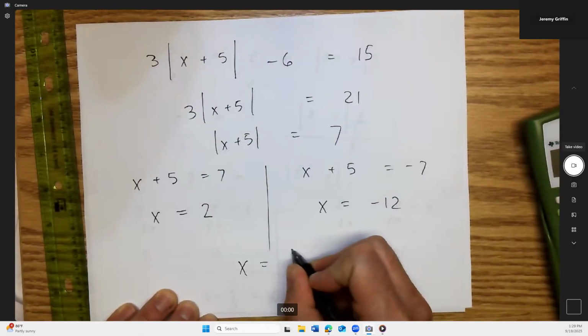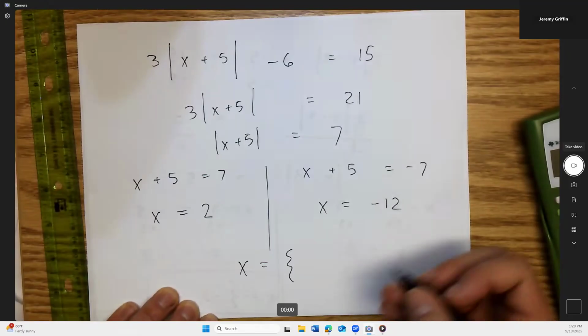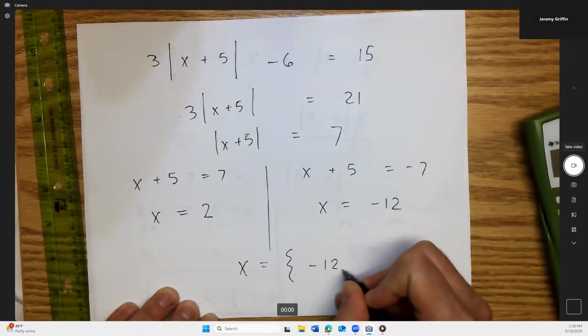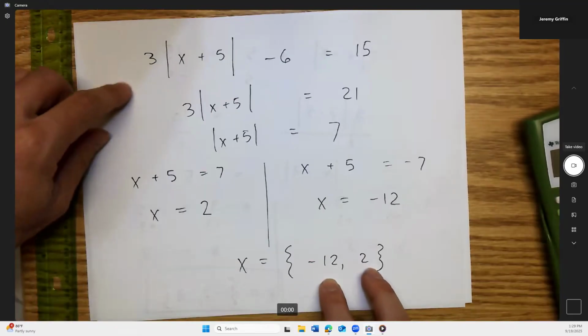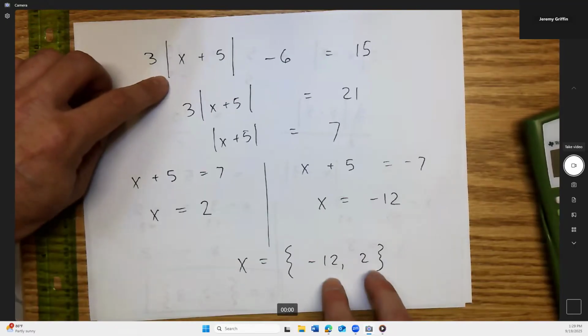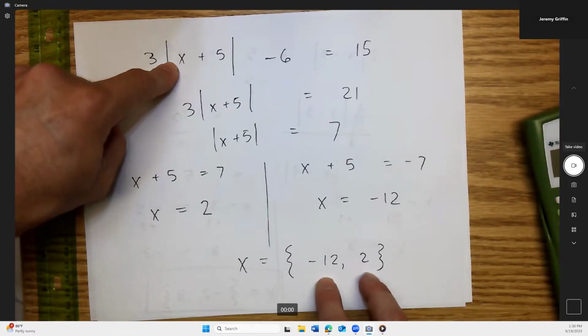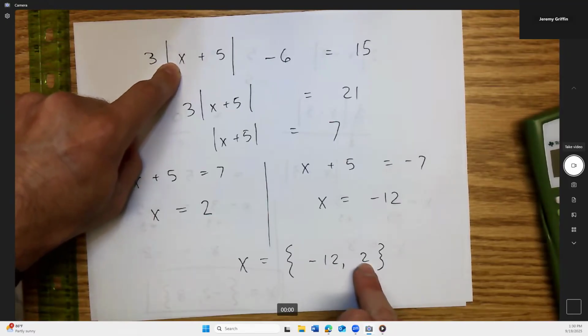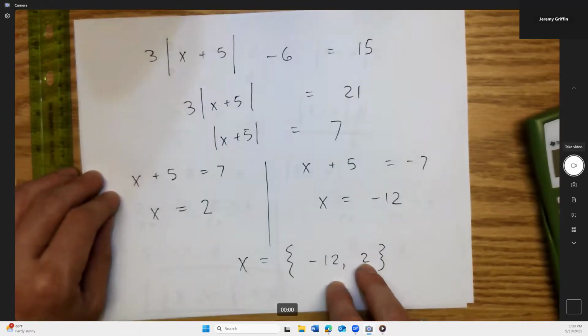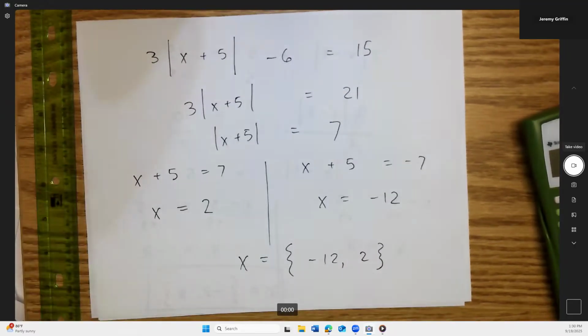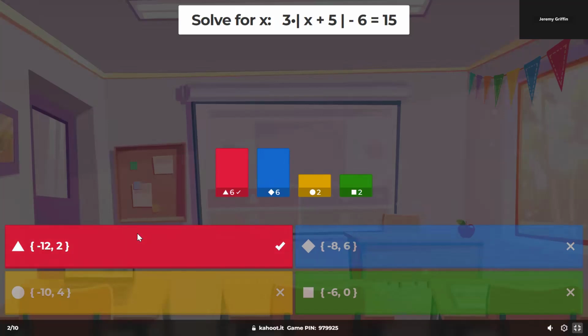So x could be, and I think the answer would have curly brackets because I'm talking about discrete answers, negative 12, or 2. A good thing to do with absolute values, especially the fancier ones, is to take whatever answers you get and plug them back into the original to make sure they work. If I plug in 2, 2 plus 5 is 7, 7 times 3 is 21, minus 6 is 15. And it also works for negative 12. There's your answer. Negative 12 and 2. You guys good?